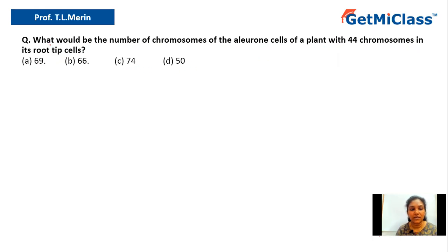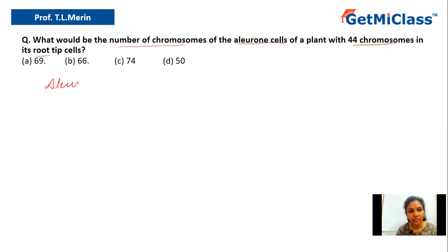Now let us try to understand the question. It says what would be the number of chromosomes of the Aleurone cells of a plant with 44 chromosomes in its root tip cells. So first of all, we have to talk about the number of chromosomes of the Aleurone cells, and we also have to discuss the 44 chromosomes in case of root tip cells. Now let us understand what we mean by Aleurone.